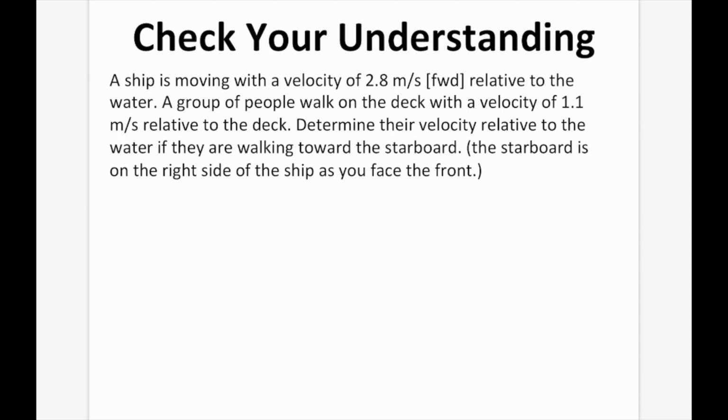A ship is moving with a velocity of 2.8 meters per second forward relative to the water. So let's just do forward as positive. Draw our vector in, and we'll say 2.8 meters per second forward relative to the water.